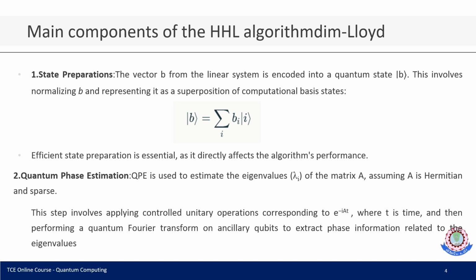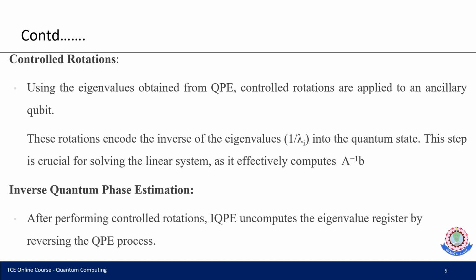Quantum phase estimation, QPE, is used to estimate the eigenvalues of the matrix A, assuming A is a Hermitian and sparse matrix. This step involves applying controlled unitary operations corresponding to e to the power iAt, where t is the time, and then performing the quantum Fourier transform on the qubits to extract the phase information related to the eigenvalues.